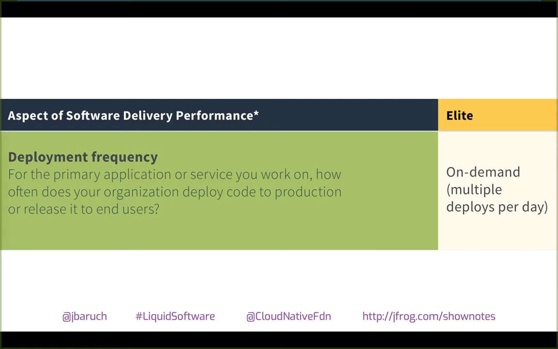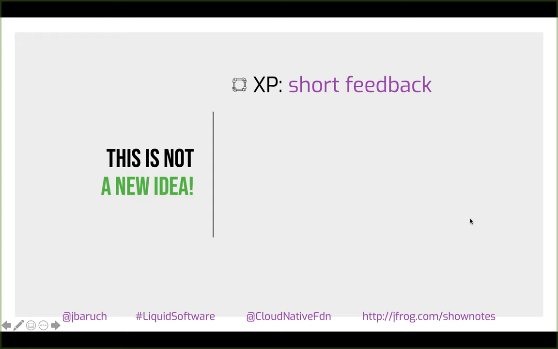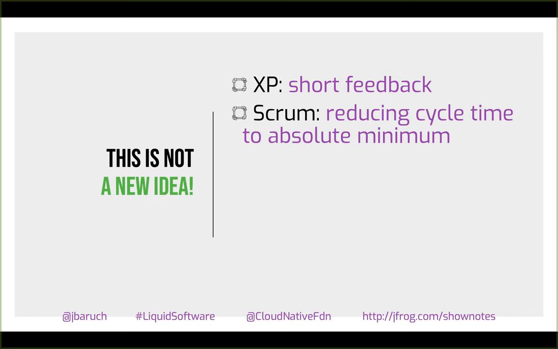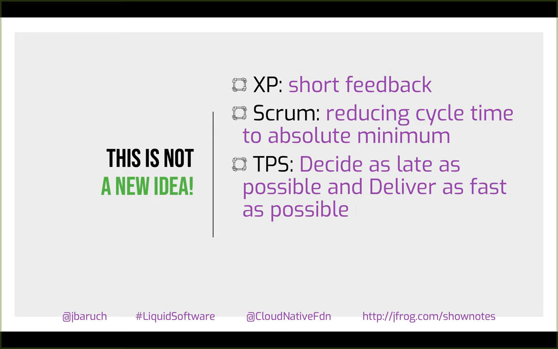So 20% of the industry already does that, and that's because it's not a new idea by any means. Extreme Programming in 1998 advocated for short feedback, and that means releasing faster. Then Scrum, reducing cycle time to an absolute minimum, releasing faster. Then the Toyota Production System, decide as late as possible and deliver as fast as possible, release faster. And Kanban, incremental change, smaller batches, release faster. All those are not new ideas, and this is why 20% of the industry already successfully do that.